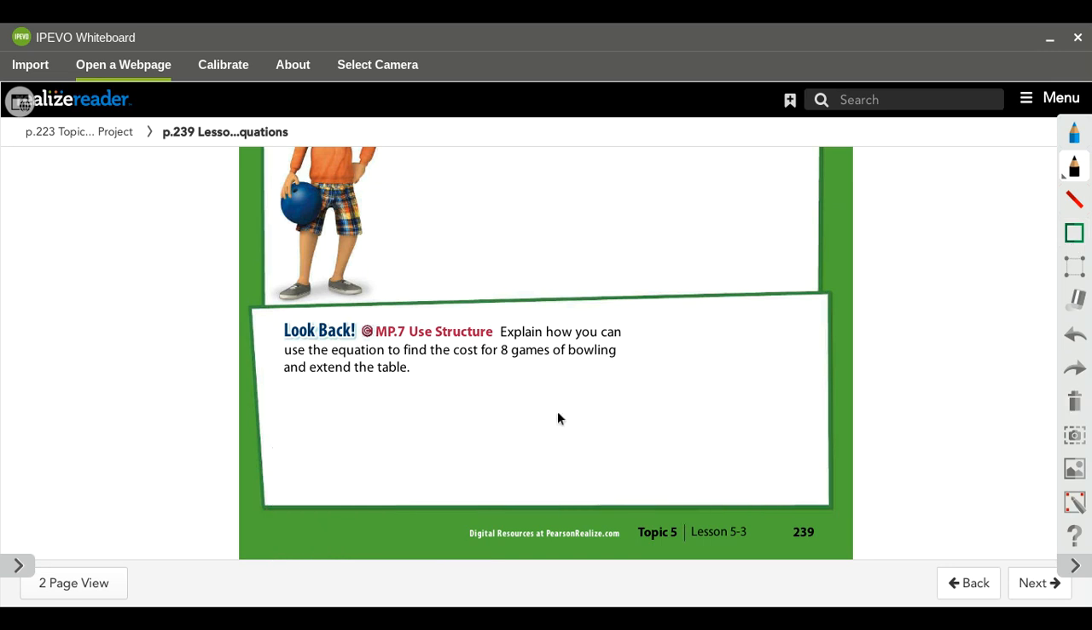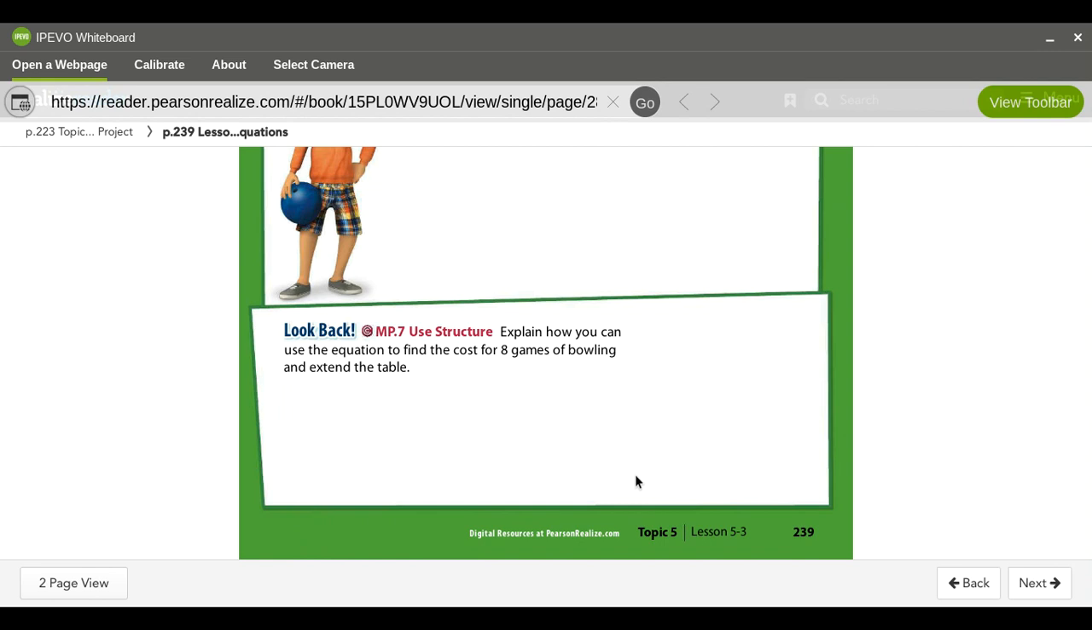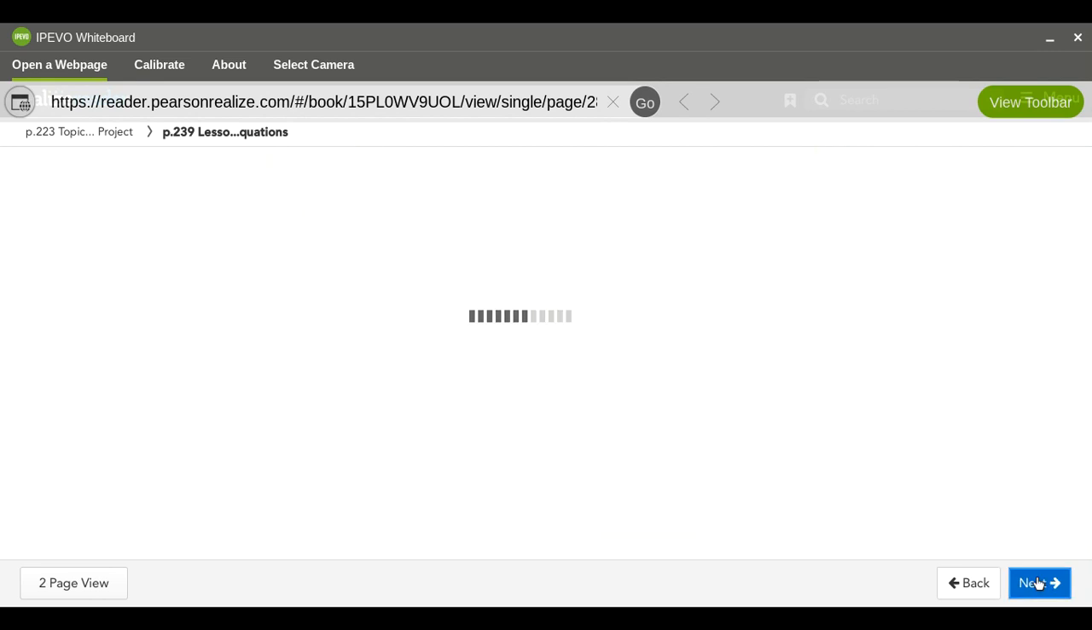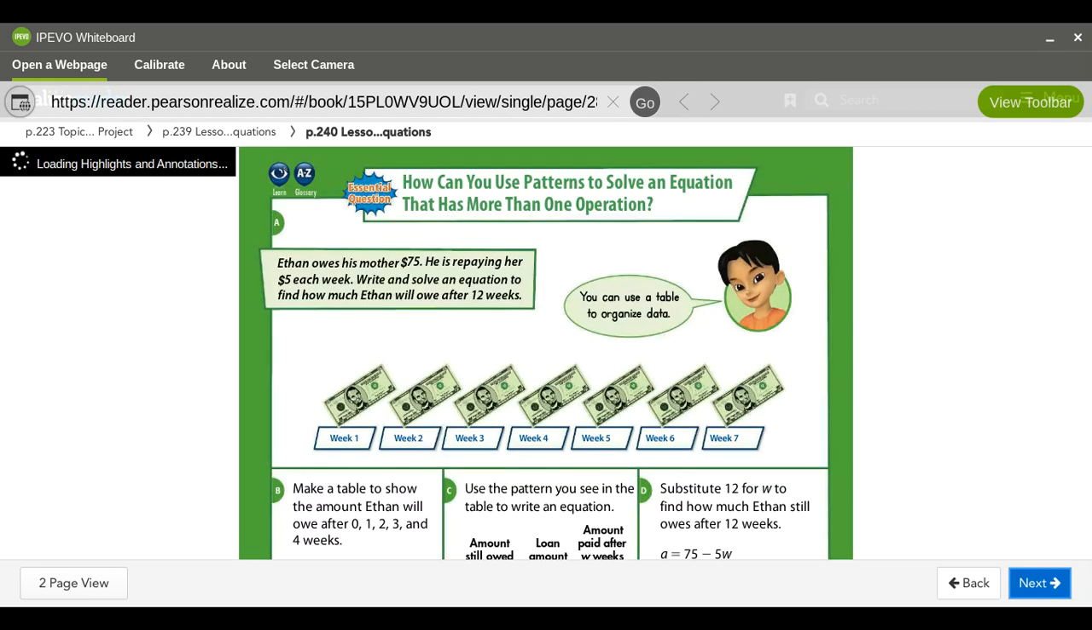Okay, let's go ahead and go to your next page and take a look at that problem. So it says Ethan owes his mother $75. He is repaying her $5 each week. Write and solve an equation to find out how much Ethan will owe after 12 weeks.